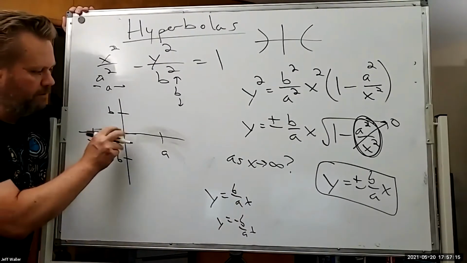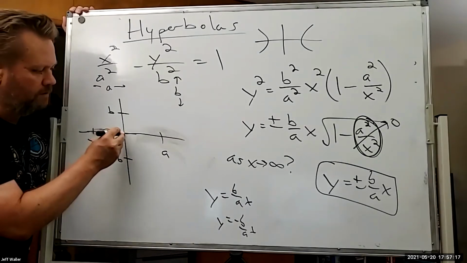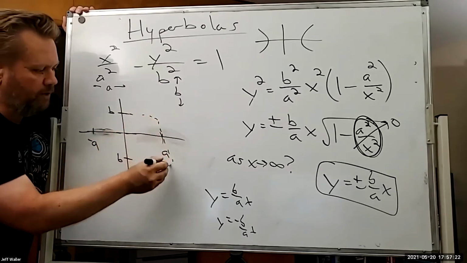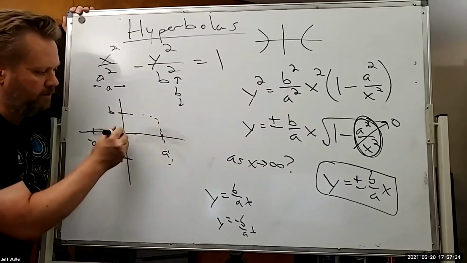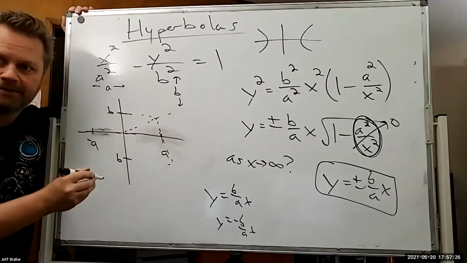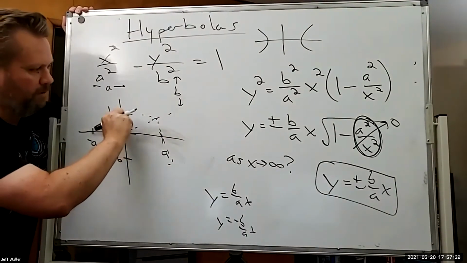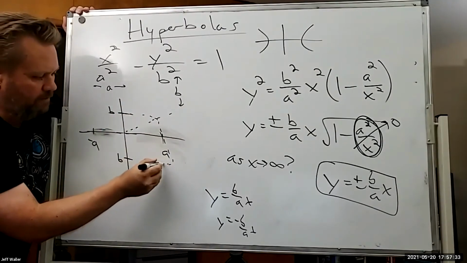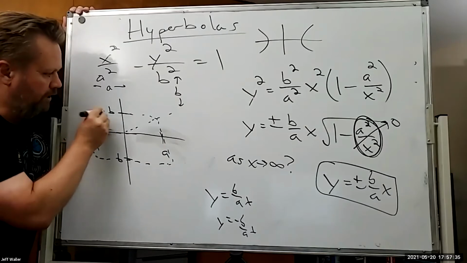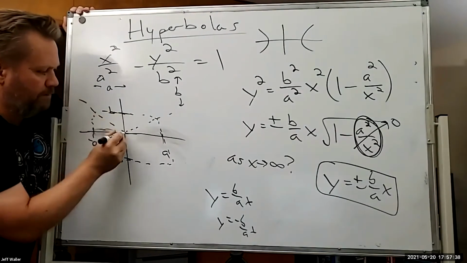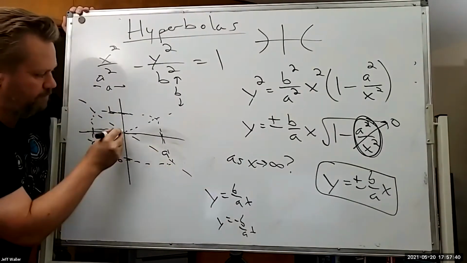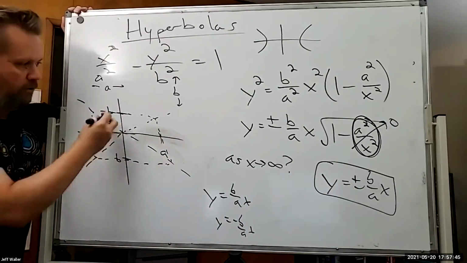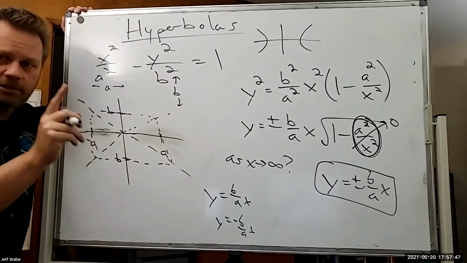So if I'm at 0, 0, and I want to rise B, run A, aren't I just going to go right through the corner of a box I can draw? That the line is going to go up B over A. So if I just draw a box all the way around, that's a shortcut. I can just go through the corners of that box, and I'm drawing those lines without even having to think about it as a line with a slope. I'm just drawing a box and going through the corners. It's a shortcut.